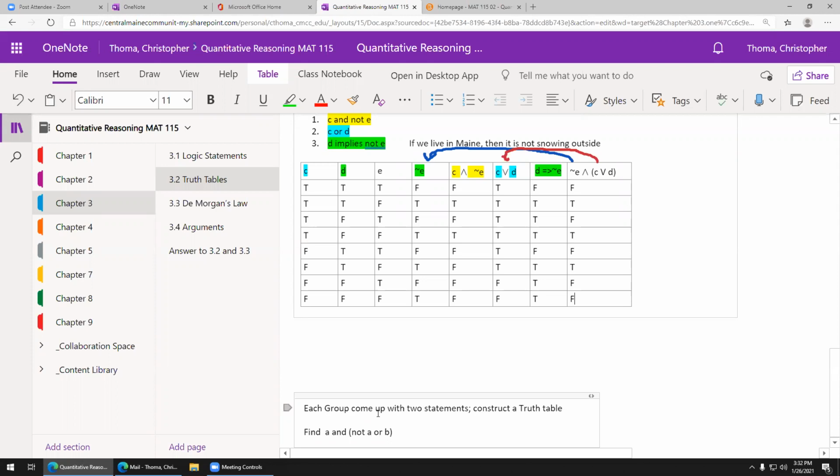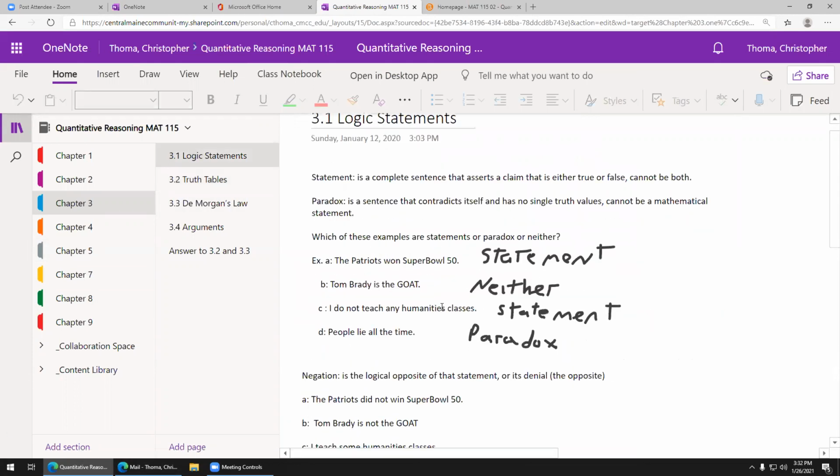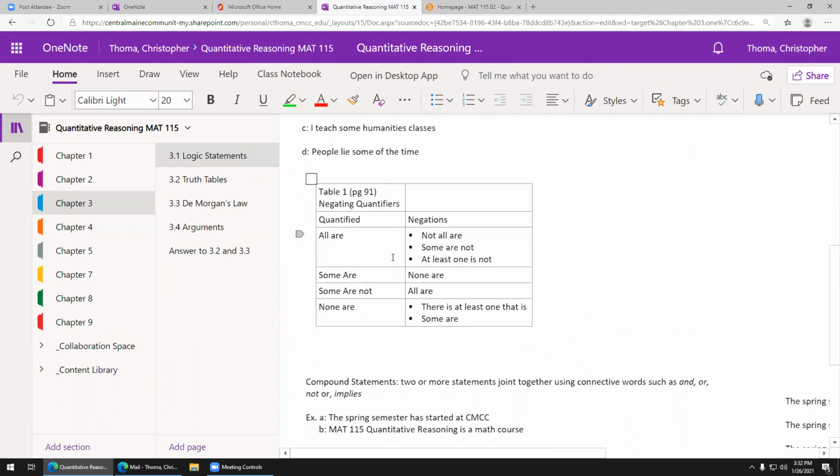So there might be a couple questions on statements. It might ask you to create a compound statement given some words, right? So there's where the negation table that we talked about here comes into play, right? So you could have some problems like, hey, here's two statements, negate it. And so you got to make sure you use the right words to negate it.